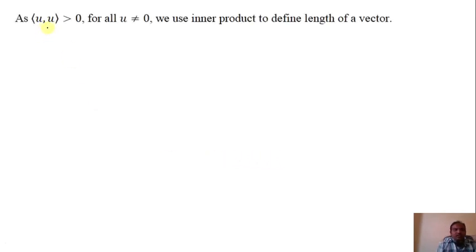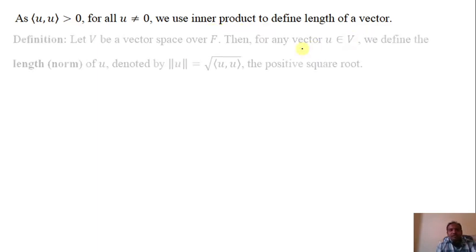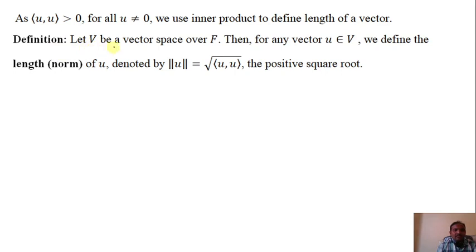See, we know this inner product of u with u is positive for all u non-zero. If u is equal to 0, this is 0, already we discussed, that's the definition. We use inner product to define length of a vector. So, what is the definition? Let V be a vector space over F, that field, then for any vector u belongs to V, we define the length or norm of a vector, denoted by norm u. This is square root of u comma u.